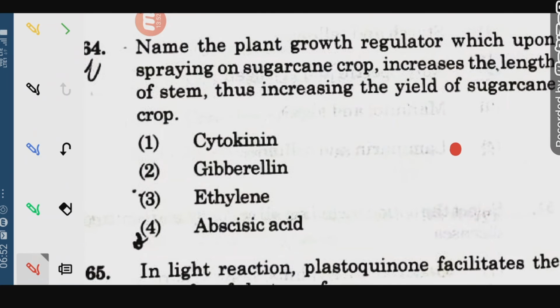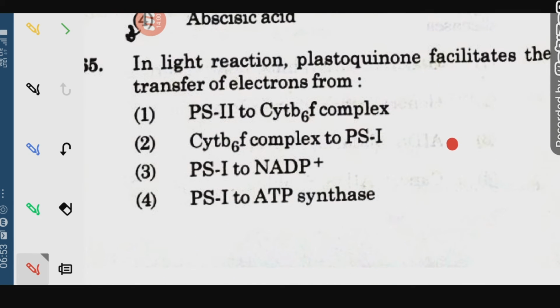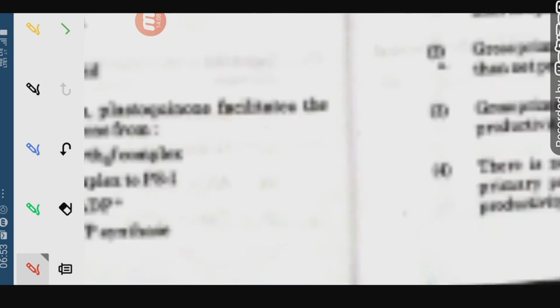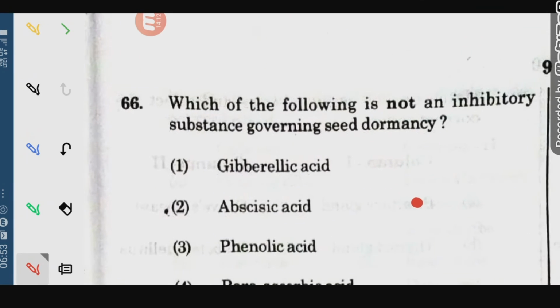So the plastoquinone, where is this plastoquinone located? In between PS2 and cytochrome B6 F complex. So let's move on to question number 66. Which of the following is not an inhibitory substance governing seed dormancy? Not an inhibitory substance, so it would again be gibberellic acid.